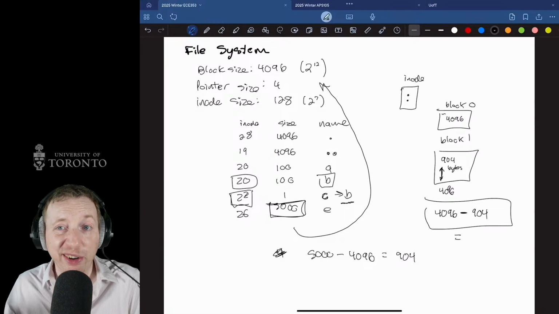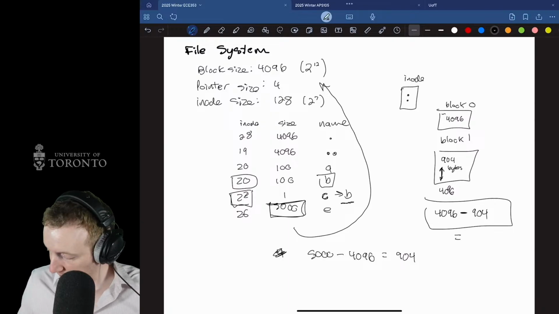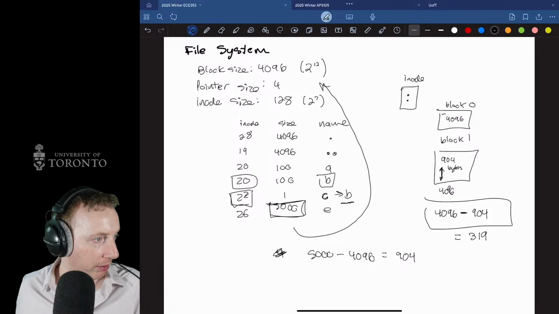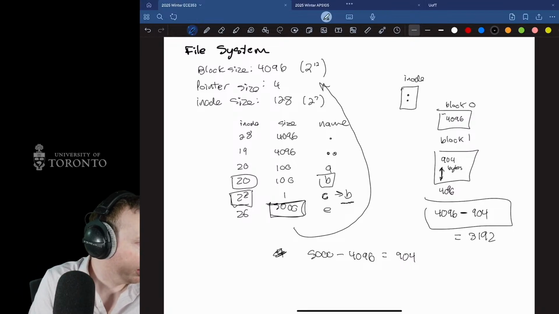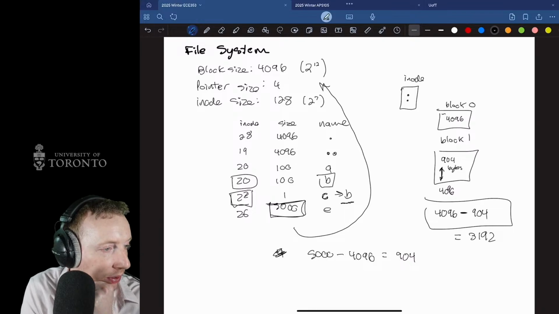On the exam, I don't even care if you give me the final number. As long as you have this calculation, you're fine. But if you want to do this calculation, it is 3,192. And then here's the rest of the question.